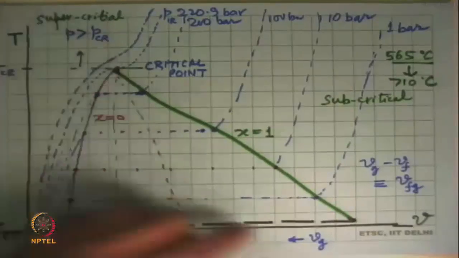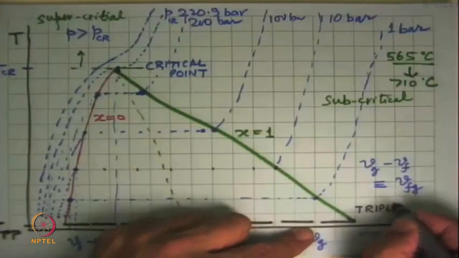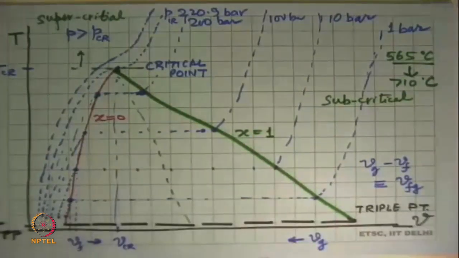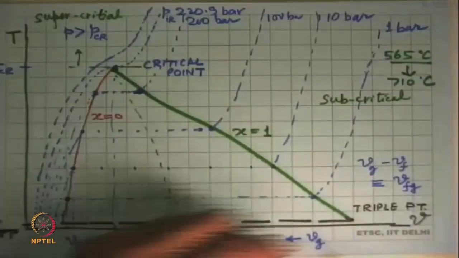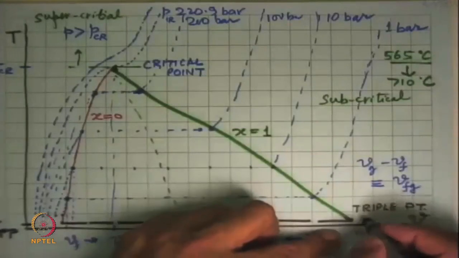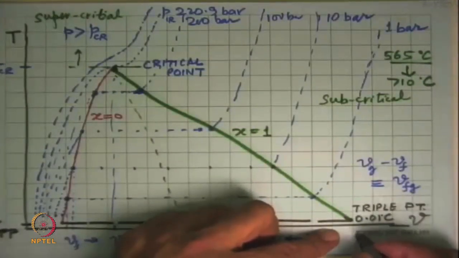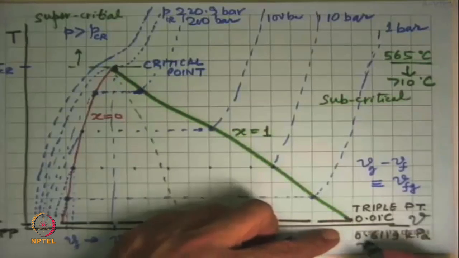Okay, so the critical point on the top, the lower limit of this is the triple point. And for water, the triple point, again like a critical point, is a unique value. Triple point for water is 0.01 degrees Celsius. Triple point pressure is 0.6119 kPa. And you can get the specific volume also.